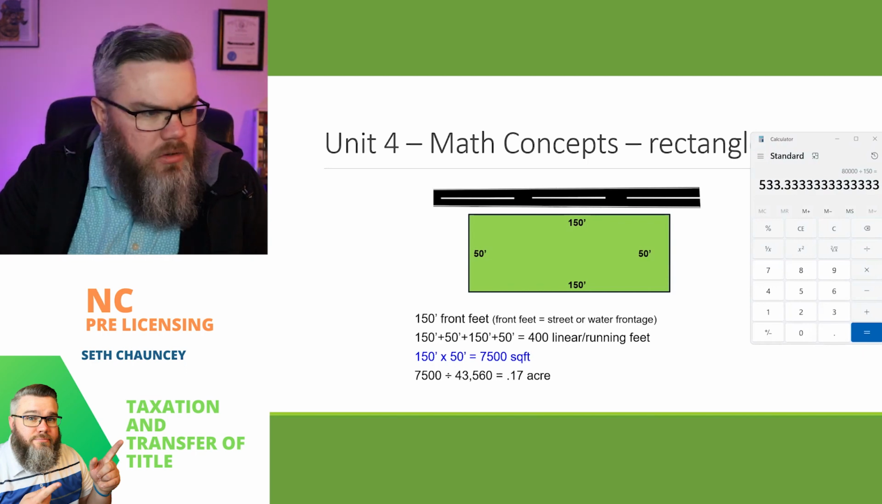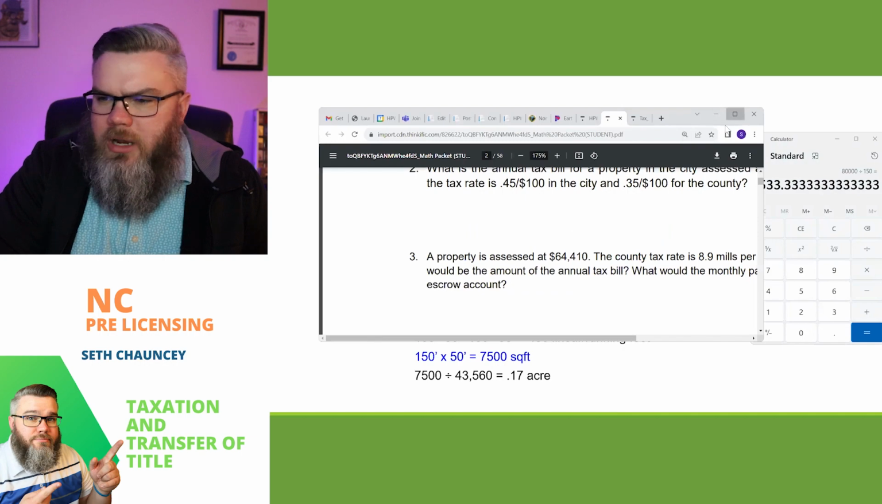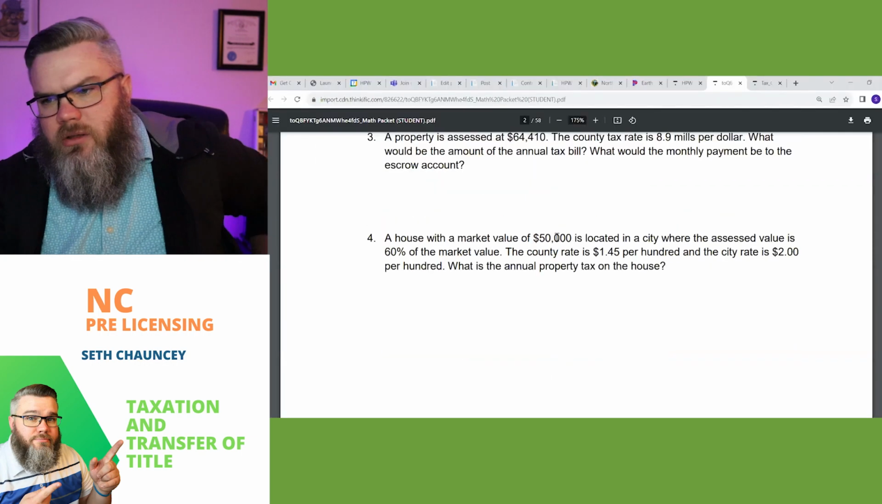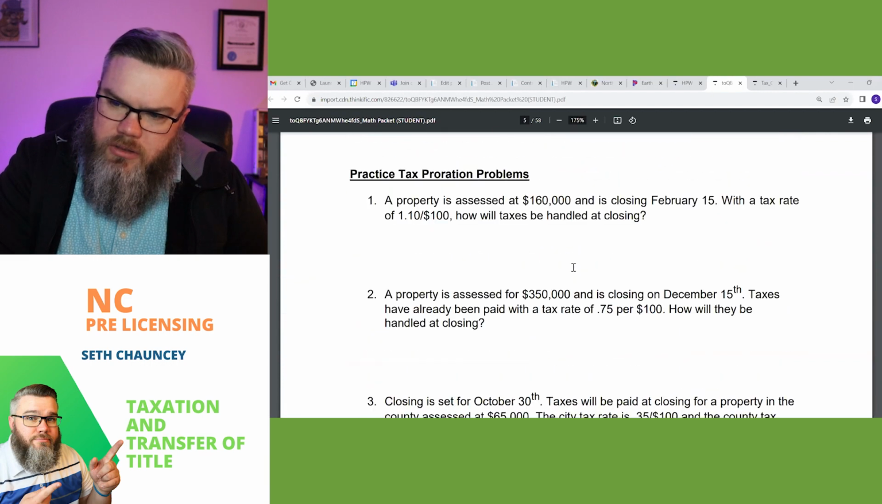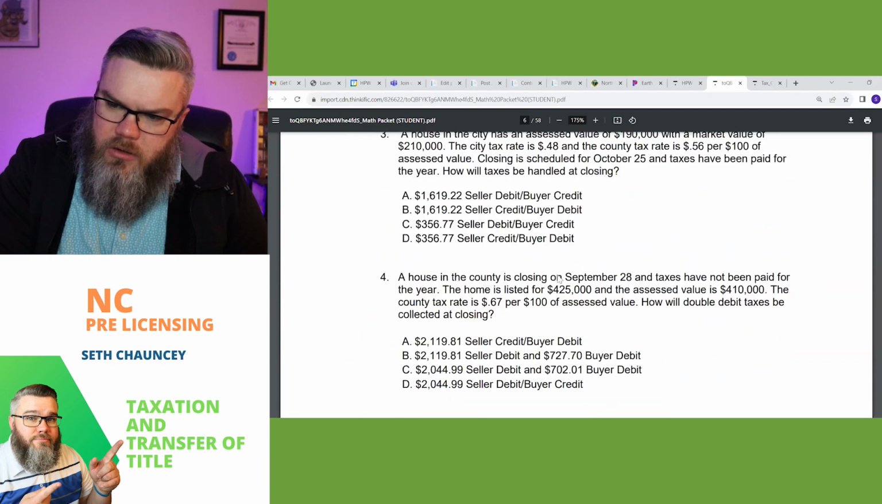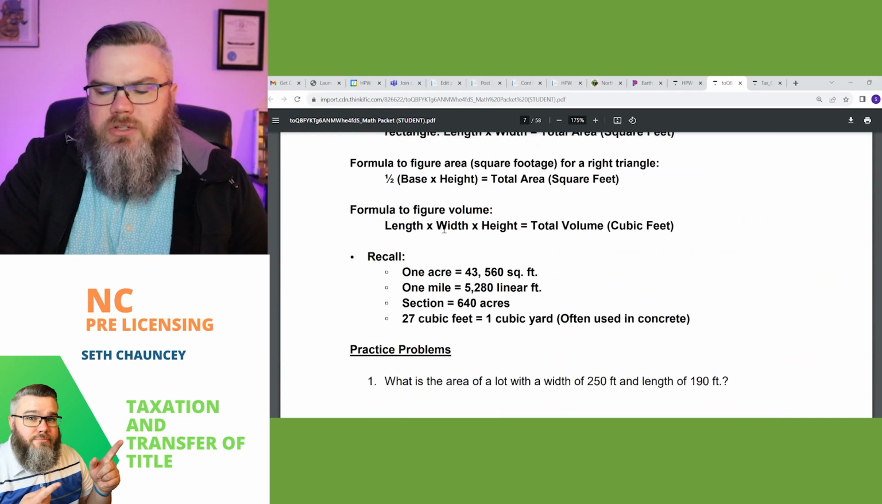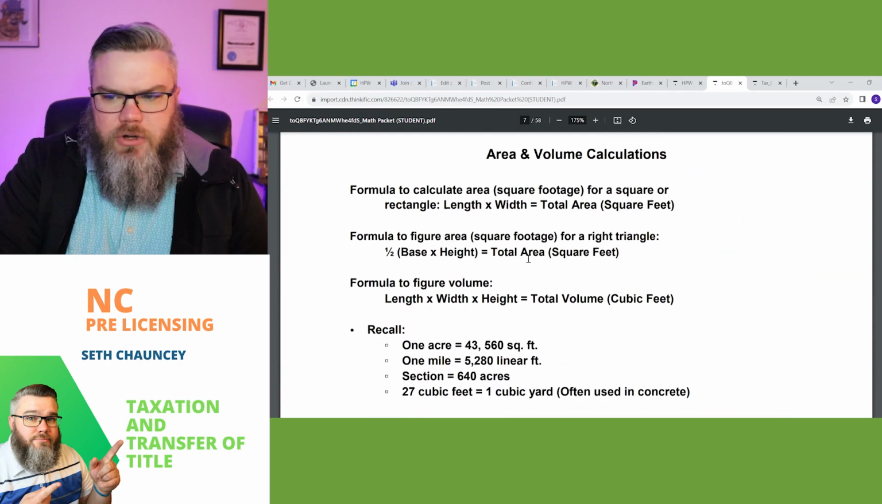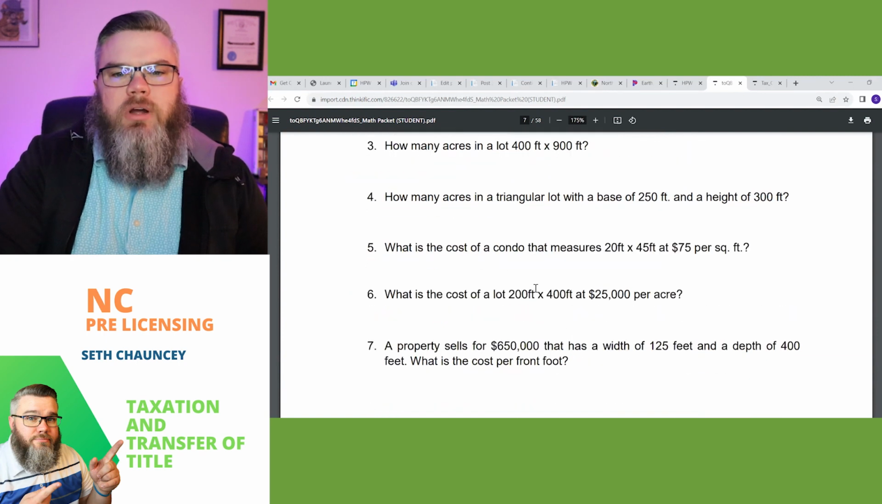So if you look, and here in a little bit, I'll jump into some of these. I want to get into some of the other concepts, but if you look, right here, measurements, square footage, calculations, acreage, conversions, all these different things, which is a good way to practice it.